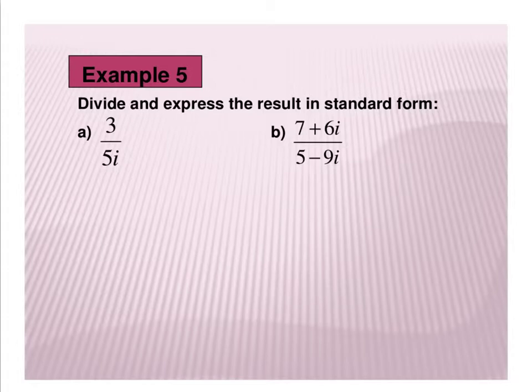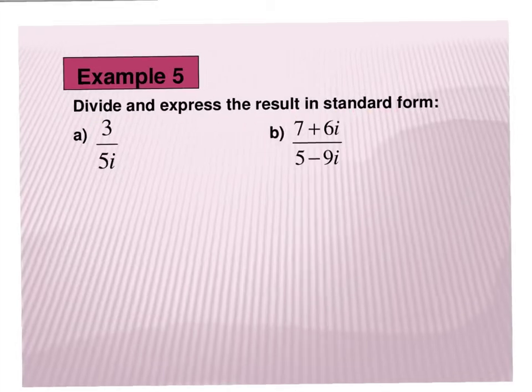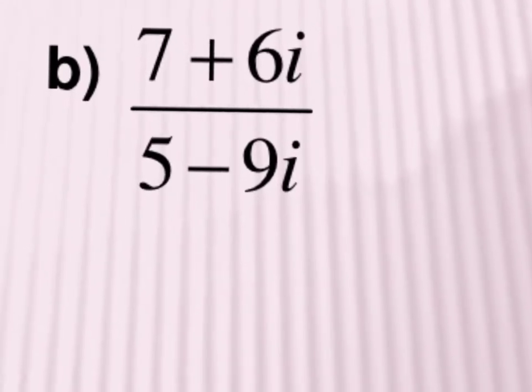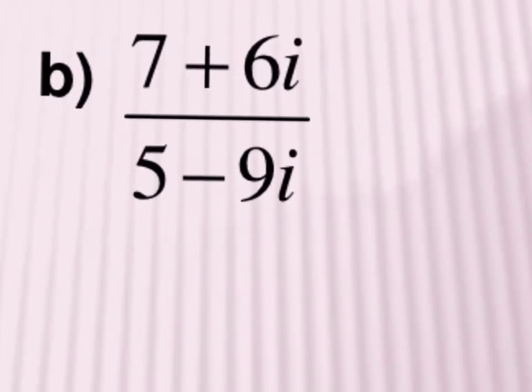Alright, so here's an example of what I was just talking about. We're going to divide and express the result in standard form. I want to actually do B first, and then I'm going to look at A. What I said before is we begin by identifying the conjugate pair of the denominator, and then I'm going to multiply that conjugate pair to the top and the bottom of this fraction.